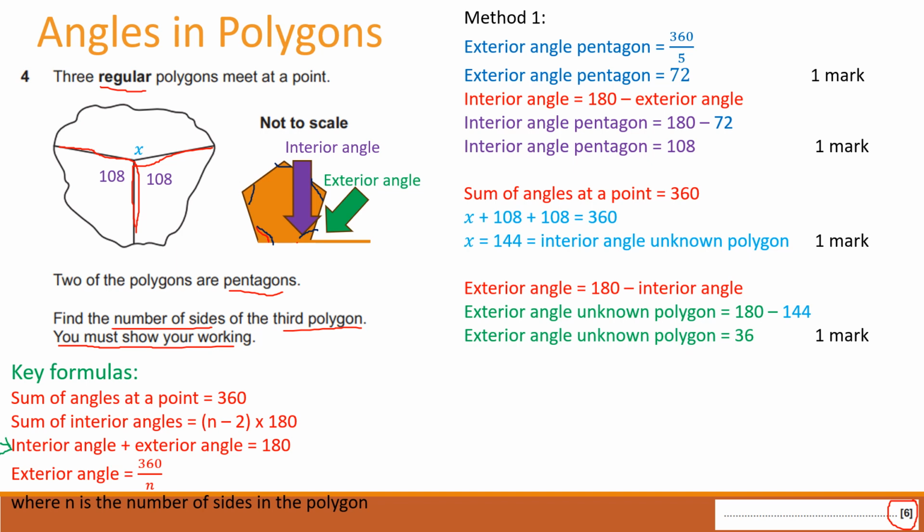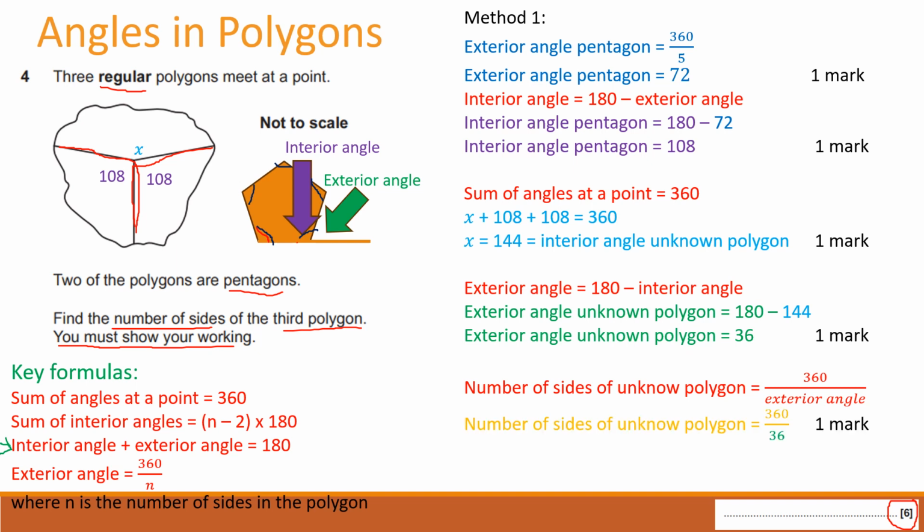Now the 4th formula on the left hand side tells me the exterior angle is 360 divided by n. But I can rearrange this to find the number of sides is 360 divided by the exterior angle, just by cross multiplying and swapping them over. Now I know the exterior angle is 36, so the number of sides is 360 divided by 36 for 1 mark. You work that out, gives you 10, which is the final 6th mark. So that is how I get the 6 marks for this question.